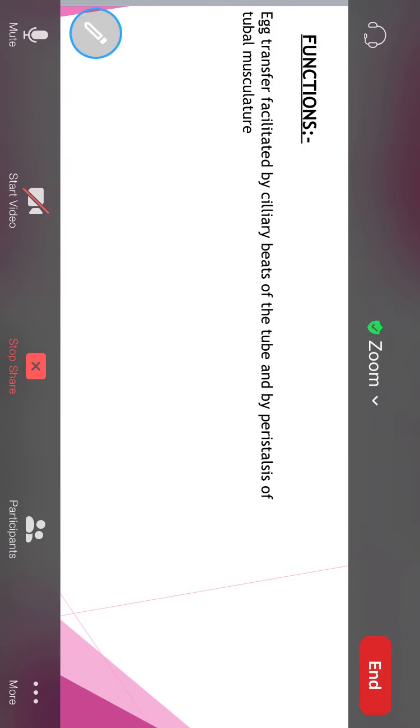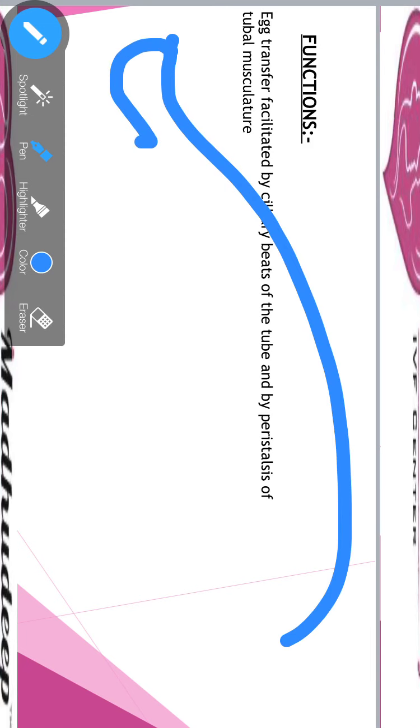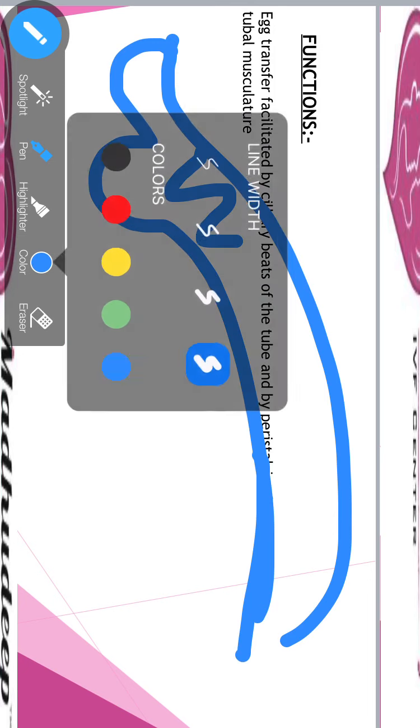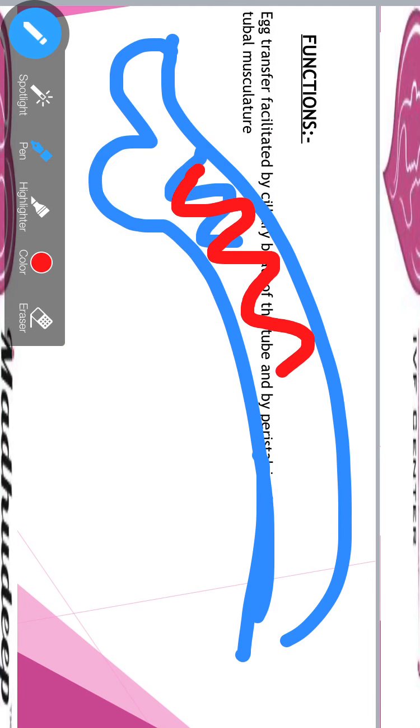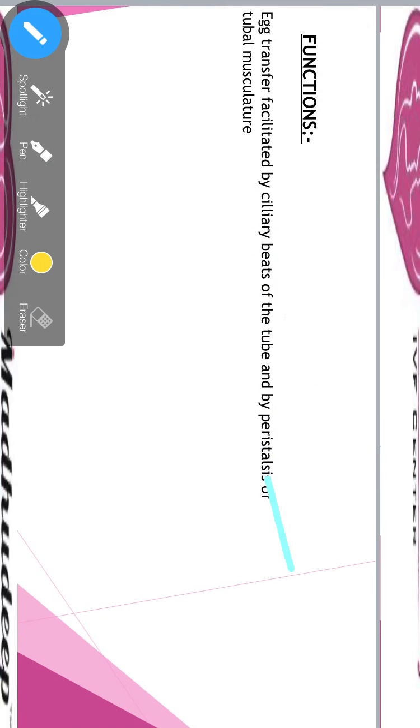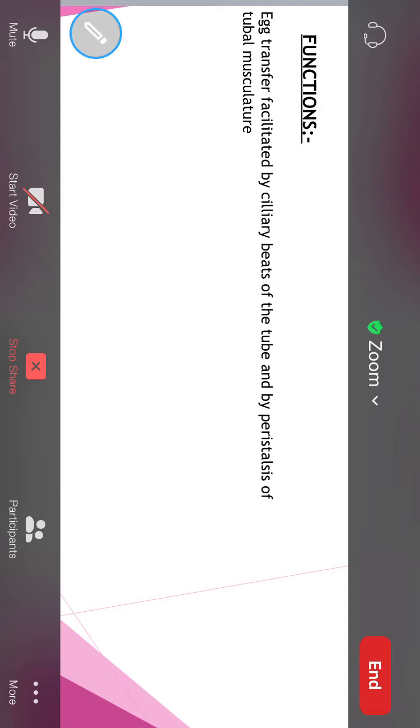So the main function of the fallopian tubes, this is a fallopian tube. Mainly here there are ciliary movements. These cilia create a wave, like a wave forms in a river. So the egg will be travelled by these cilia from the ovary to the uterus. If there is a problem or damage to this cilia, the fallopian tube won't transfer the egg.